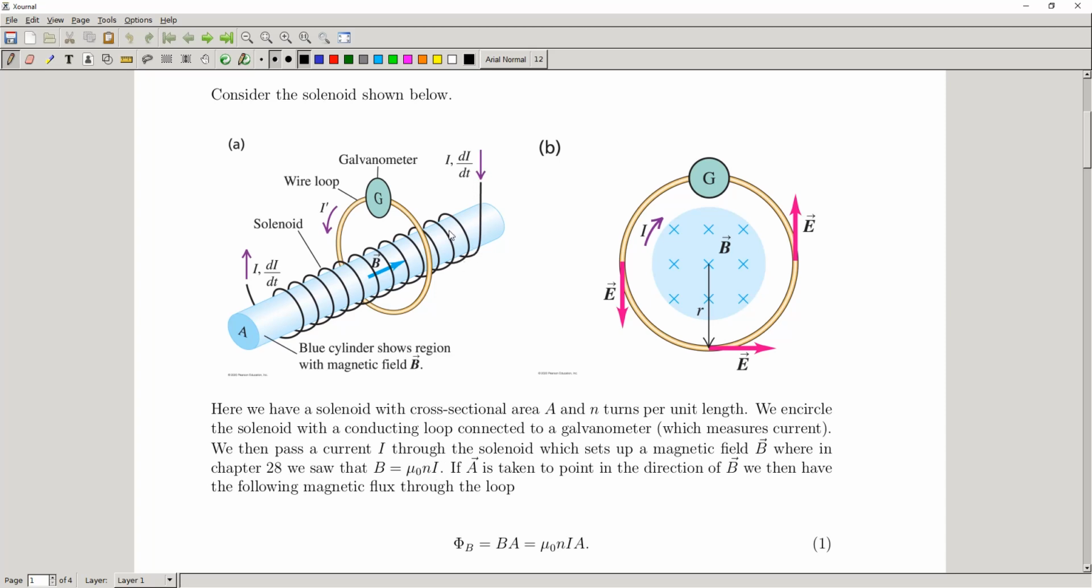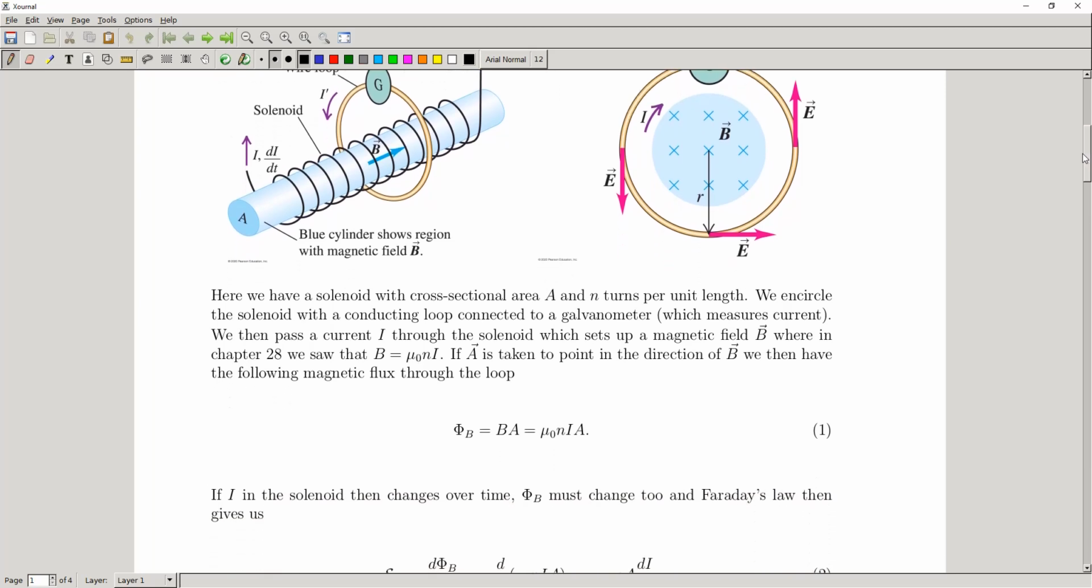Okay. If we take A, the vector version of A, to point in the direction of our magnetic field, then we have a magnetic flux flowing through the loop, right? Positive magnetic flux. And if we take I to be increasing, if di dt is non-zero and positive, then we have a changing magnetic flux going through our loop. Well, since this is true, we know that we're going to have a changing magnetic flux in this setup, right? We have all those things actually happening.